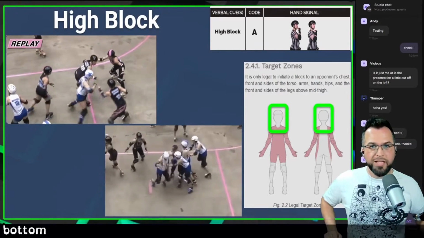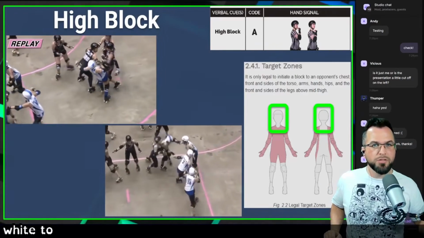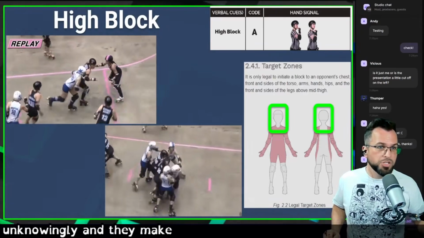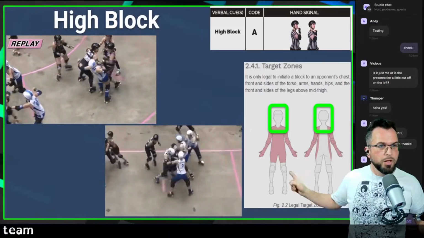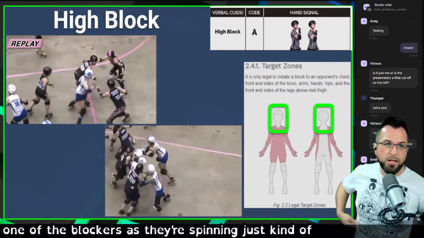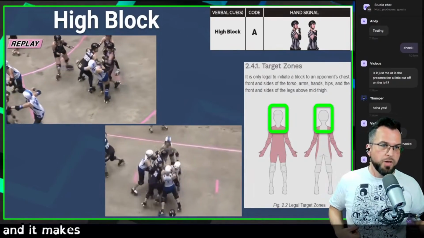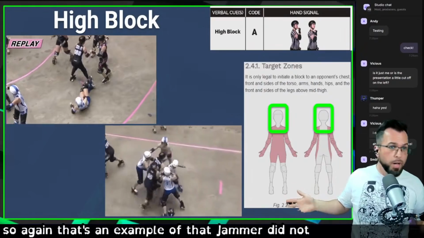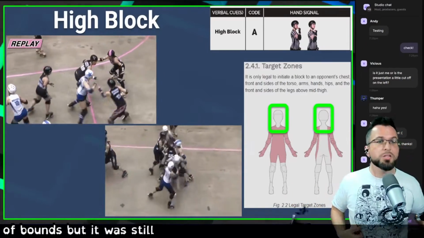Bottom photo, white 2-4 swings their left arm back unknowingly, and they make contact to the black jammer's head. So you can kind of see in the scrum, one of the blockers, as they're spinning, just kind of throws an arm and it makes contact to the jammer's face right there. So again, that's an example of that jammer did not go down or out of bounds, but it was still contact to someone's face, still penalizable.